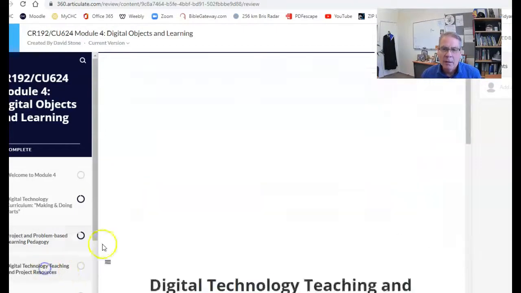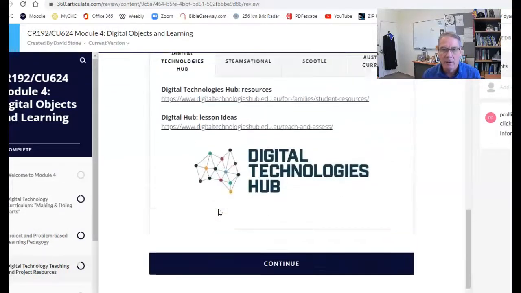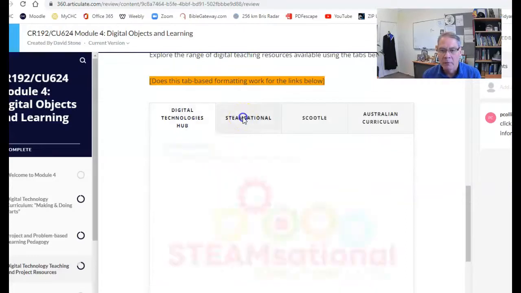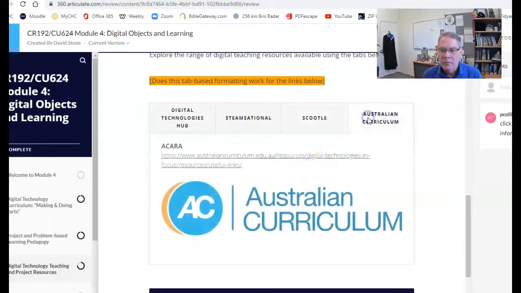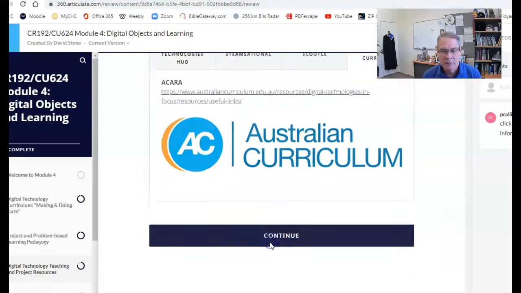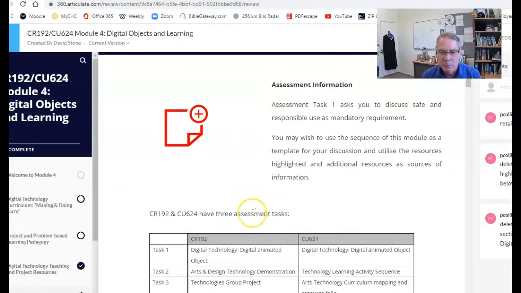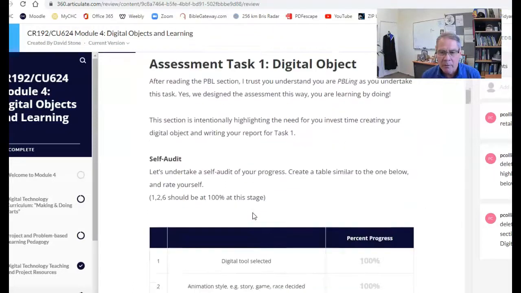Continuing on through this, we've got some resources that I'd like you to have a look at. You can flick through all these resources that might be useful in your classroom context, which are projects which really mirror the problem-based learning or project-based learning that you can utilise to teach digital technologies themselves. And then the last one is to recap on your assessment and talk about that.